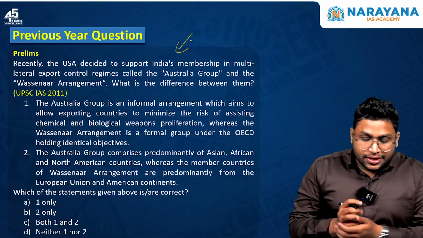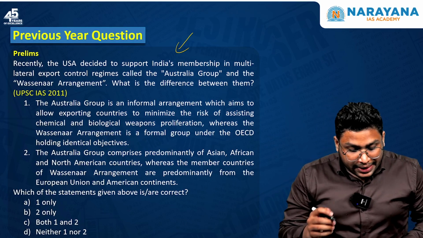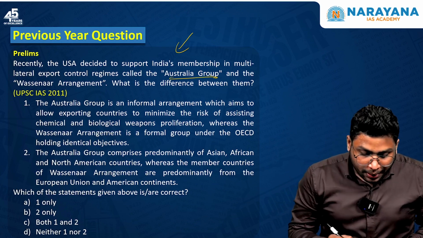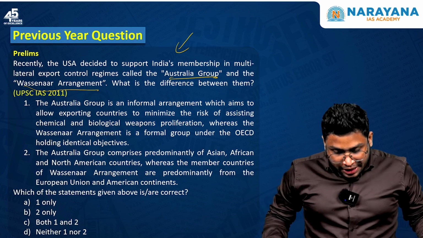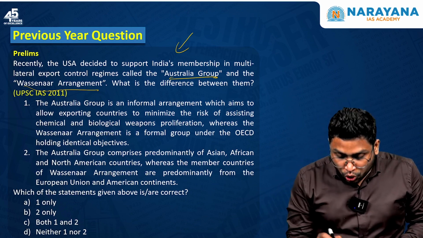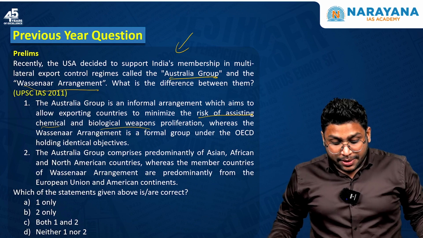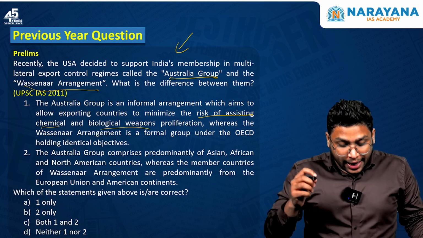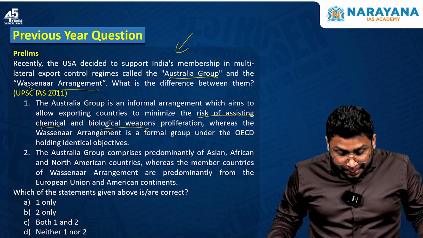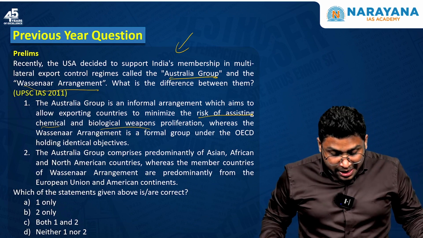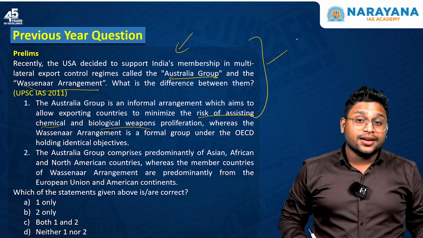Now moving ahead, look at this previous year question. It says, recently USA decided to support India's membership in multilateral export control regimes called Australia Group and Wassenaar Arrangement. What is the difference between them? First, Australia Group is an informal arrangement which aims to allow exporting countries to minimize the risk of assisting chemical and biological weapon proliferation, whereas the Wassenaar Arrangement is a formal group under the OECD holding identical objectives. Second, Australia Group comprises predominantly of Asian, African and North American countries, whereas the member countries of Wassenaar Arrangement are predominantly from the European Union and American continent. So such questions can be asked in the exam.